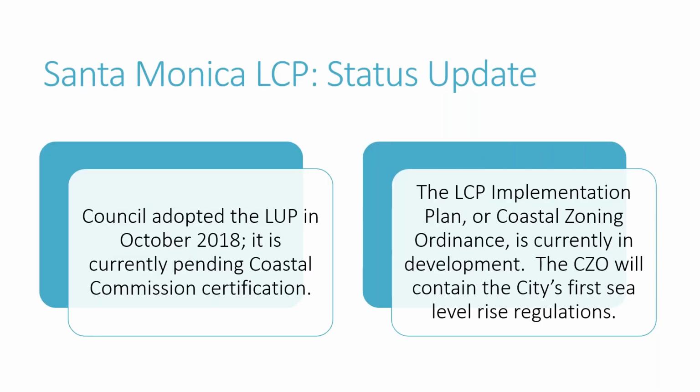Santa Monica's LCP land use plan was adopted in October 2018 and is now pending Coastal Commission certification. There were delays prior to the current crisis and more because of it. We hope the hearing will be scheduled sometime this summer. And then the next step will be the coastal zoning ordinance, which is now in development. The goal of that project, although still a couple of years away from completion, is full Coastal Commission certification and delegation of authority to the city of Santa Monica for development within its coastal zone.